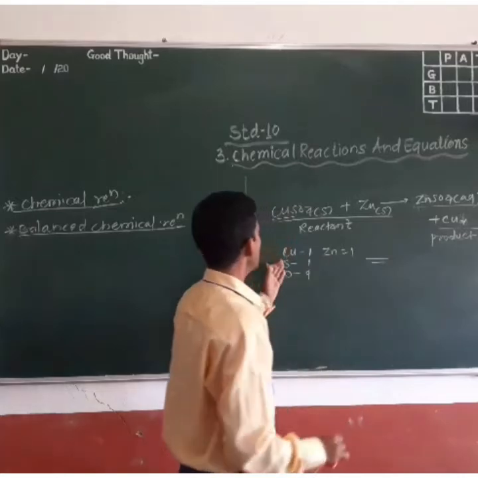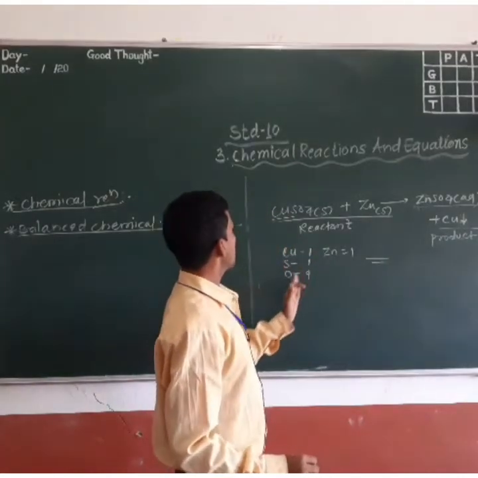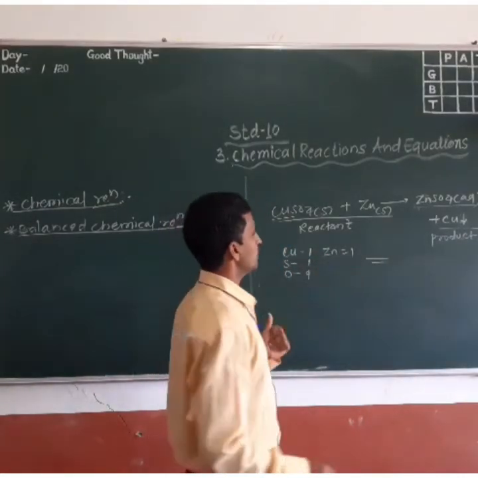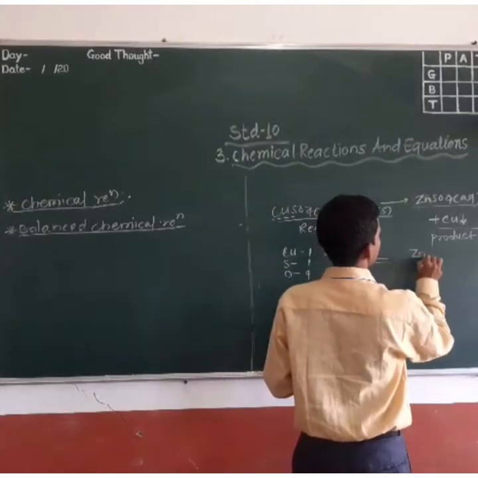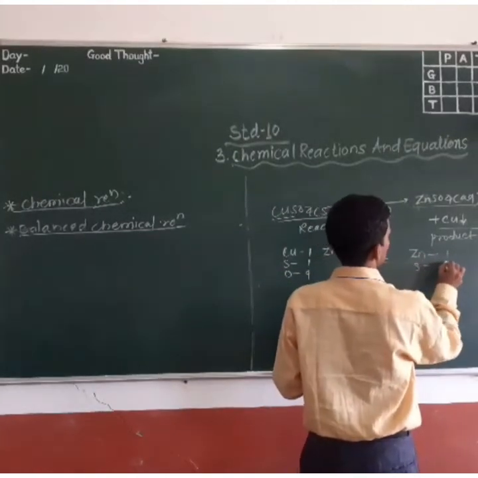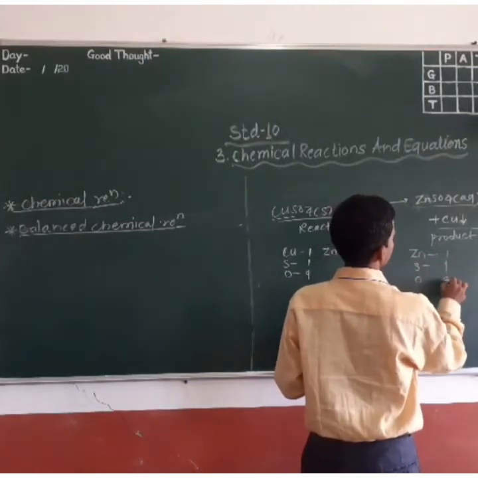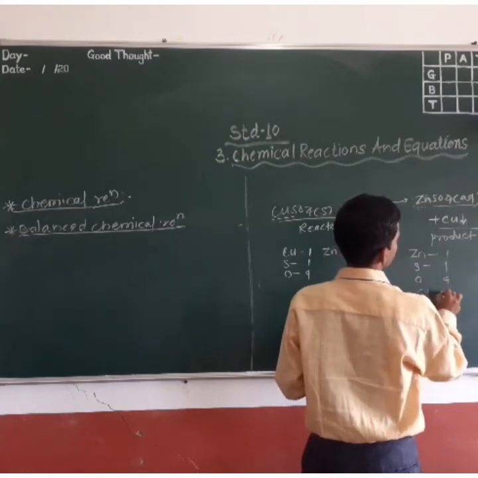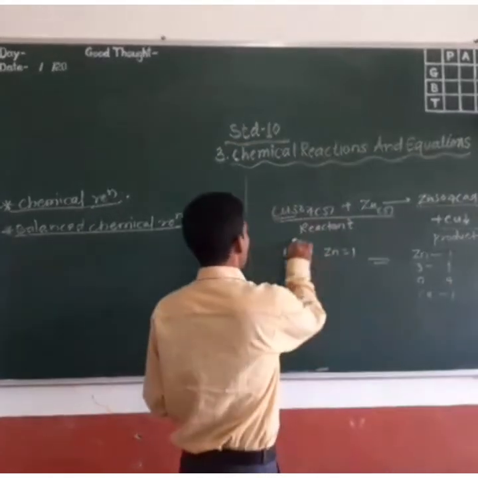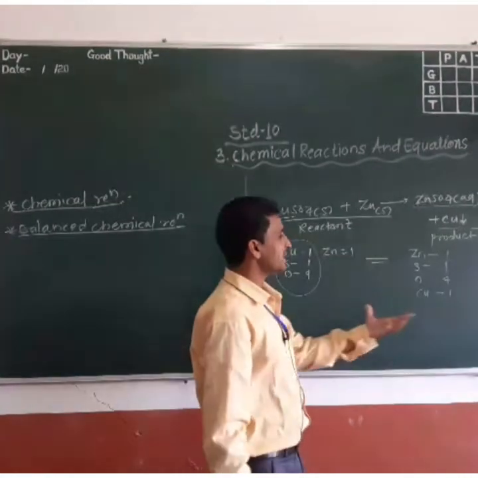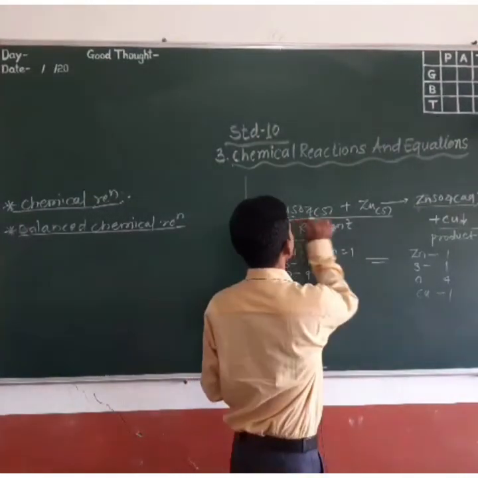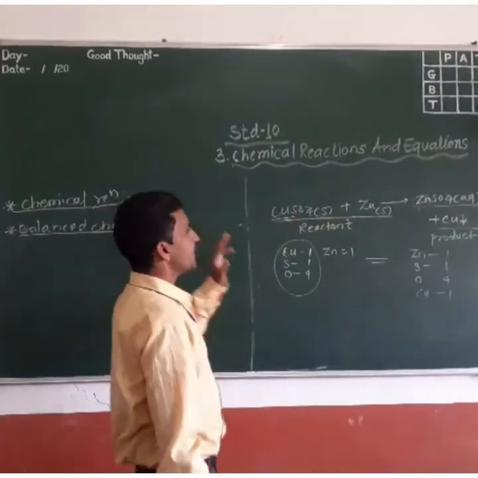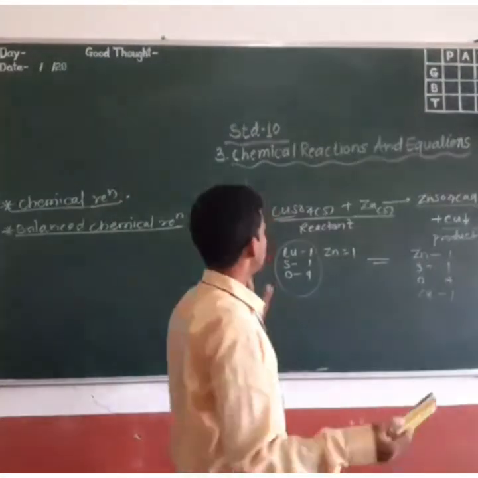Cu is 1, S is 1, O is 4 and Zn is 1 on the left; Zn is 1, S is 1, O is 4 and Cu is 1 on the right. The left hand side and right hand side are equal, so it is a balanced chemical reaction.